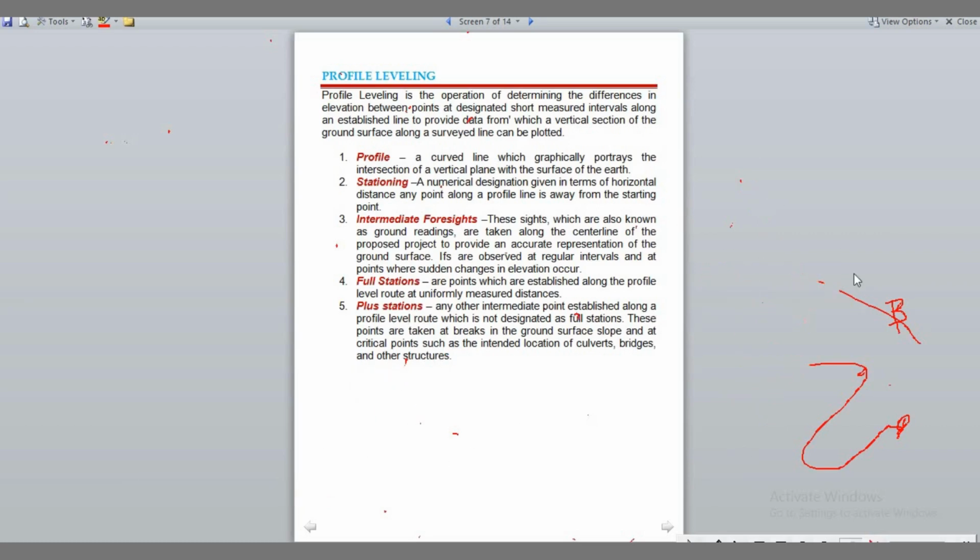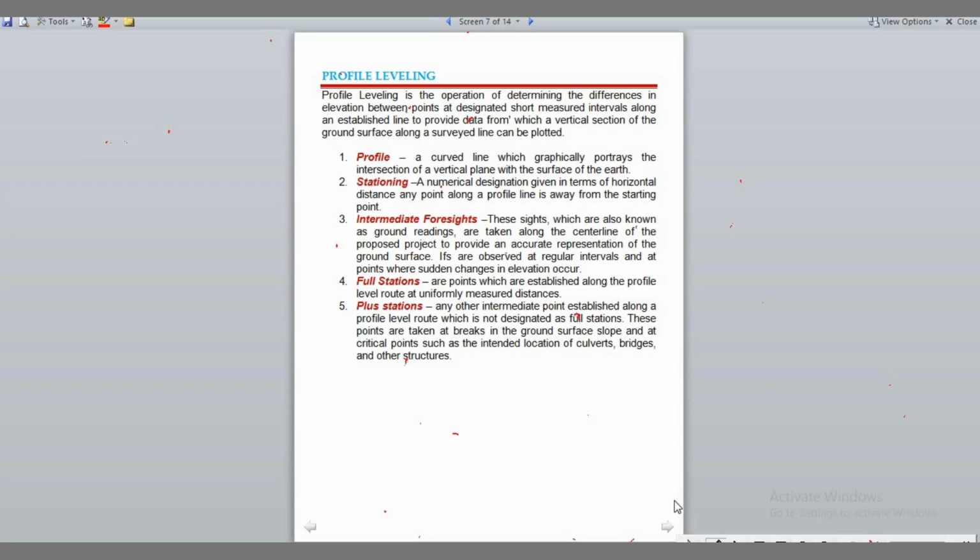Before I discuss further the stationing: a profile is a curved line which graphically portrays the intersection of a vertical plane with the surface of the Earth. Stationing: intermediate sites, full stations, surface stations. Full stations are points which are established along the profile level route at uniformly measured distances. This is what I was talking about a while ago.